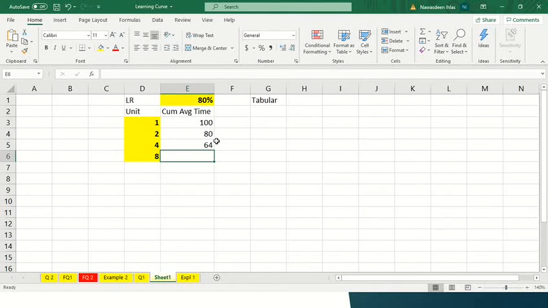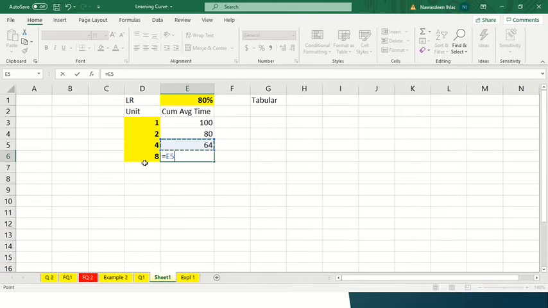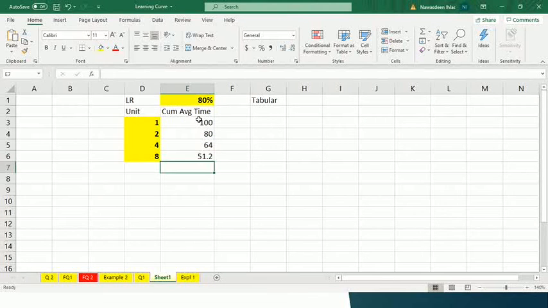Which means 64 will be our cumulative average time. When we are producing 8 units, our performance is now more improved. So we can compute it from the previous situation into 80%. So this is cumulative average time. This is not the total time. This is cumulative average time.